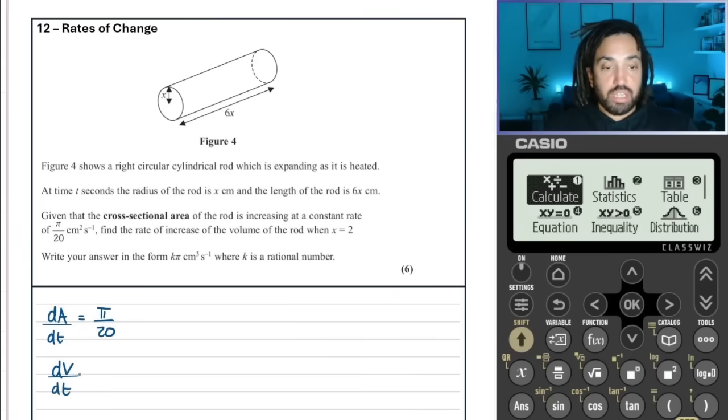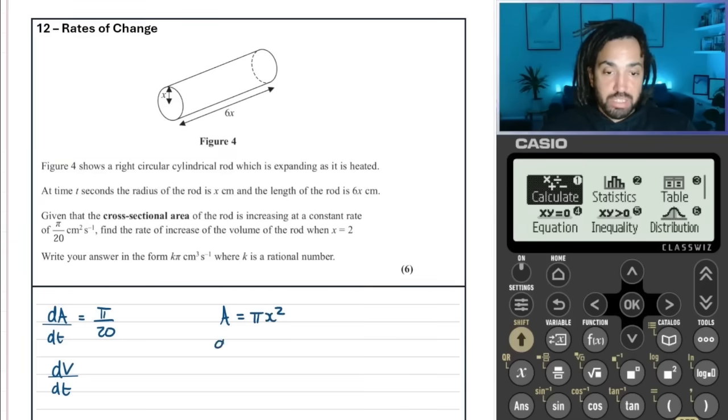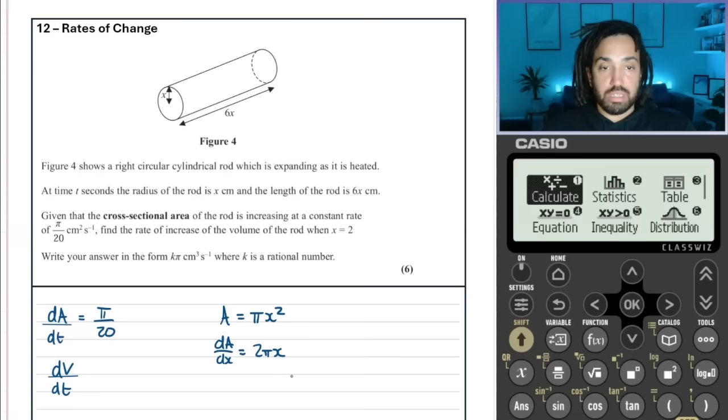Okay, all we know so far is just this dA by dt. But what we can do is work out that the cross-sectional area is equal to pi x squared, which means we can work out dA by dx by differentiating that, which gives us 2 pi x. Okay, well, what else can we work out?